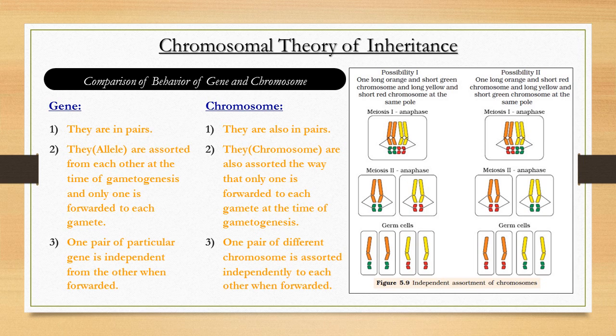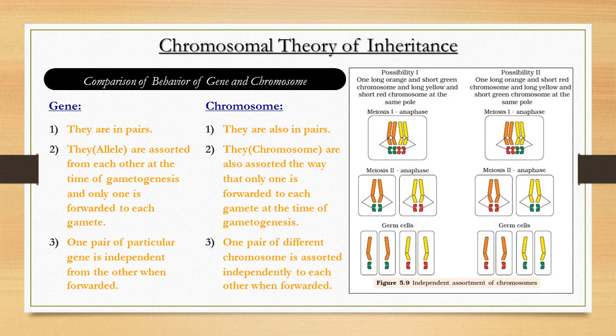So that's why independent assortment is seen here, what we can observe clearly in the case of possibility two of meiosis 1 anaphase. If you see, similarly, when they make the germ cells, yellow is pairing with the green one, and orange is pairing with the red one in the germ cells. So green, which was in possibility one with the orange one, is here right now with the yellow one. So they are showing the independent assortment of the chromosomes in this way.